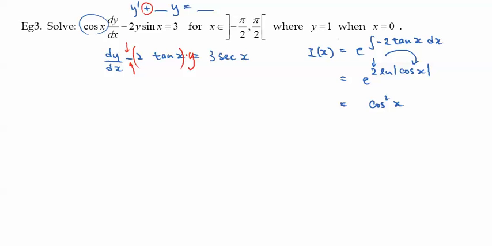So if this is the new term we will multiply to everywhere, we are now dealing with cos square of x dy dx minus, as I multiply this by cos square, one of the cos x will be cancelled with the cosine in the denominator of your tangent. So that turns into 2 sin x cos x times y equals, on the other side, multiply secant x by cos square. That can be simplified to 3 times cos x.